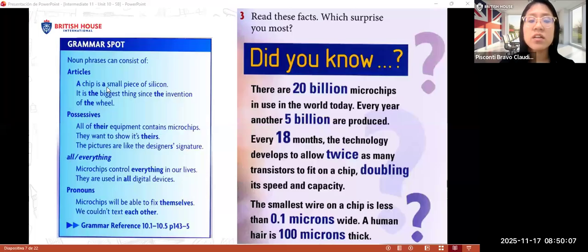We continue talking about possessives and pronouns on Wednesday. Now let's remember homework number 2 is already there on the platform. Also the project too. So you have to enter the platform so you can read the information.